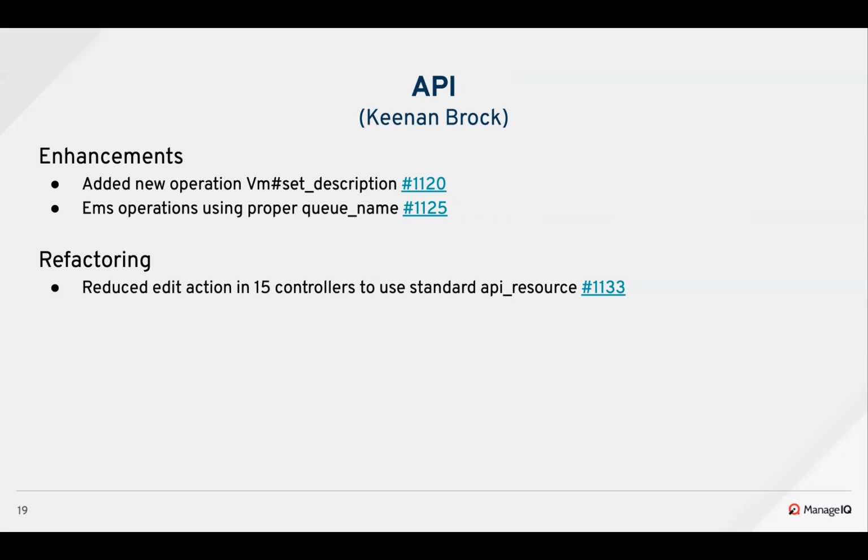Keenan also made some changes to use the proper queue name for EMS operations. There were a handful where it was putting it on a different queue, and now it uses the actual queue name for that EMS. And on the refactoring side, Keenan made a change to reduce the edit action in about 15 controllers to use the standard API resource. This is toward his continual work to make the API code a lot simpler. And that's it on the API side, and I think that's it overall.